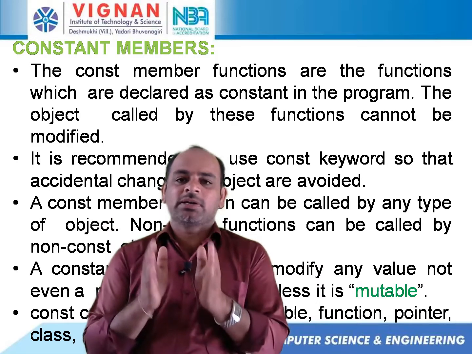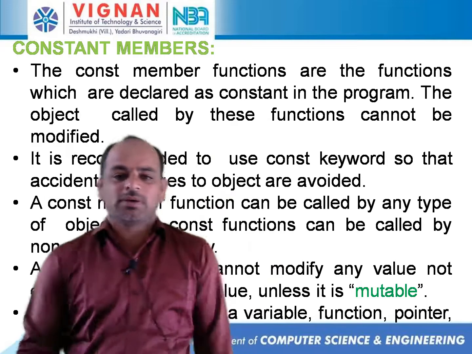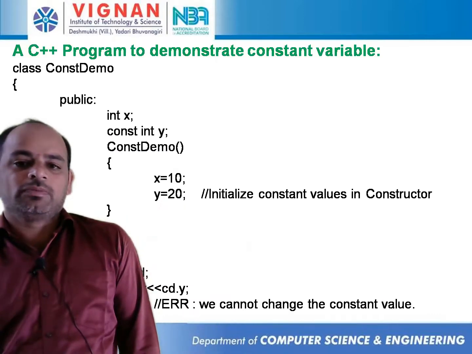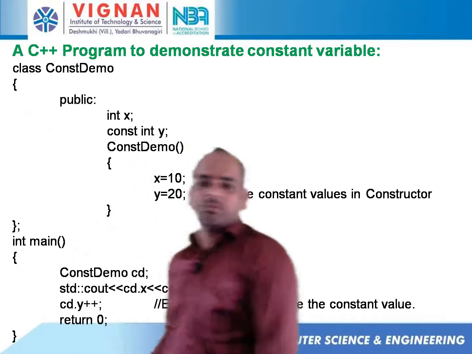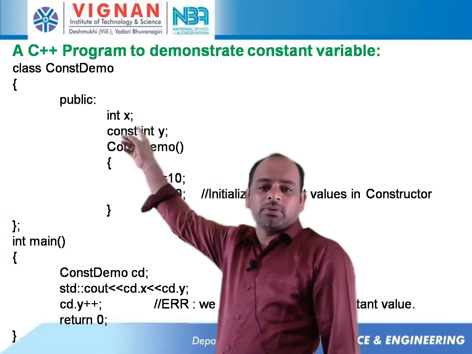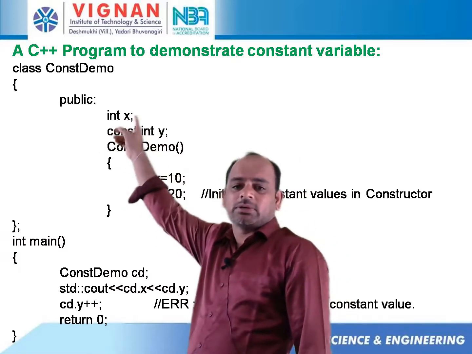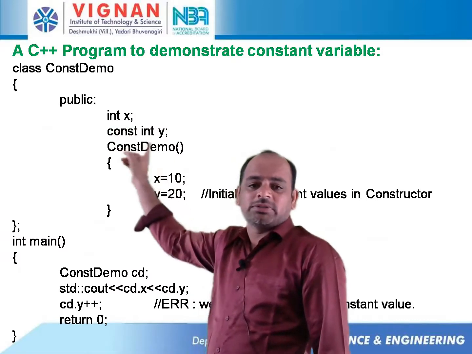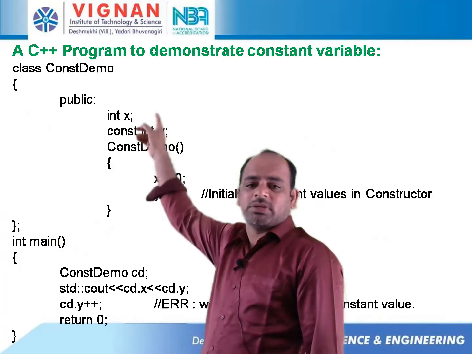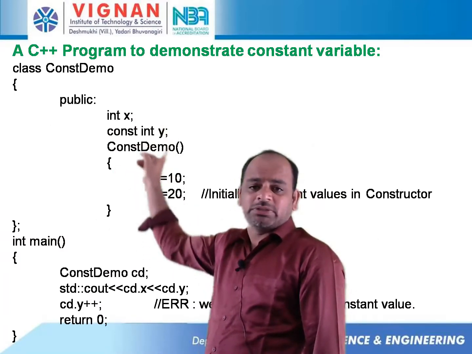Once you declare an object as constant, that object's details cannot be modified, right? So let us see a demonstration of how we can use the constant. Again, class ConstantDemo, we have declared public members. int x is a non-constant variable, and const int y is a constant variable. So these two are data members, one non-constant, another constant here. And ConstantDemo is the constructor here.